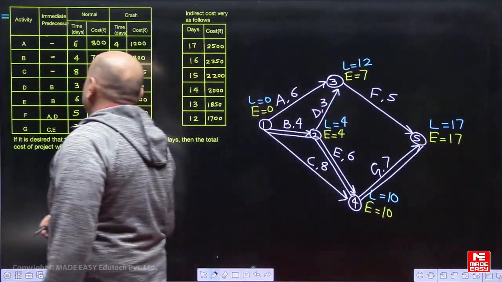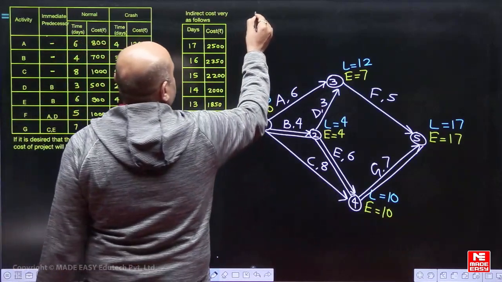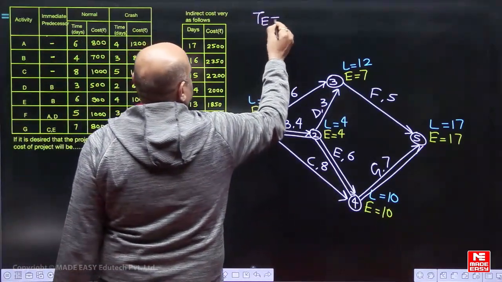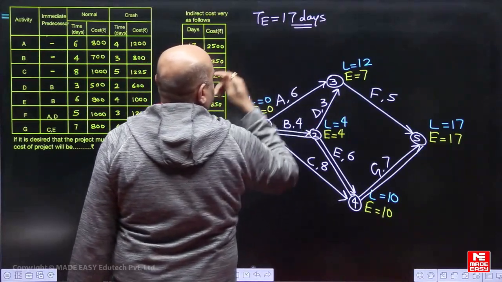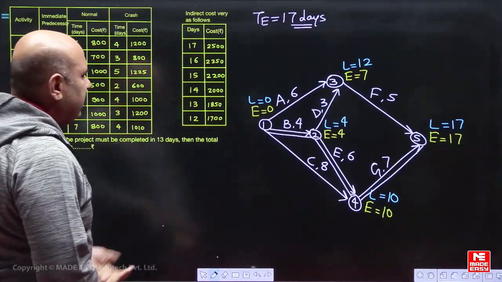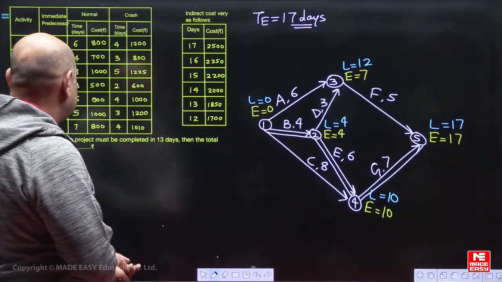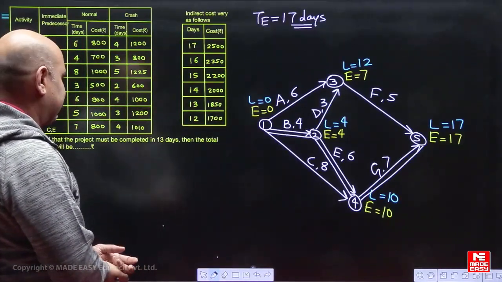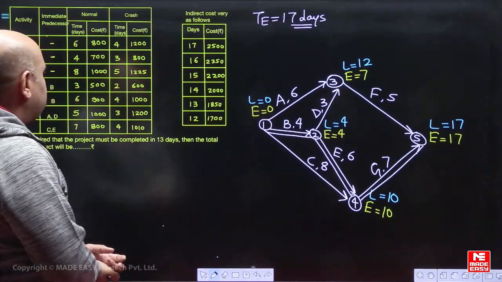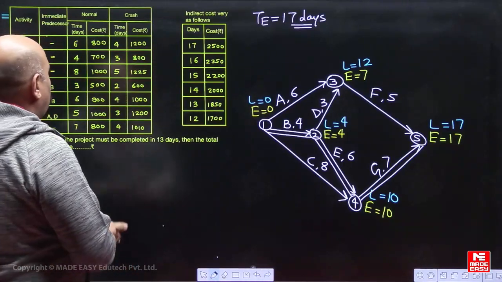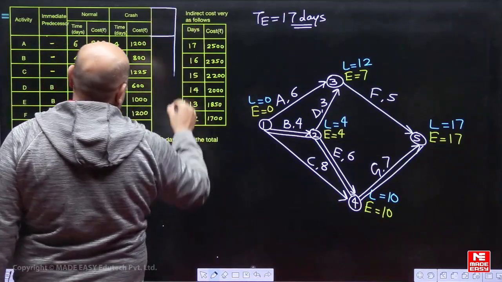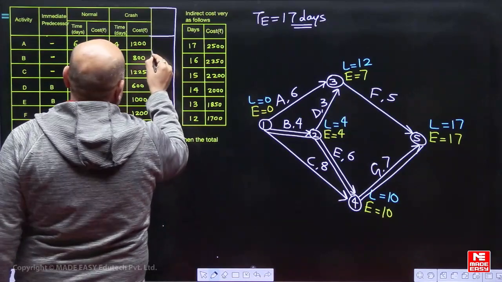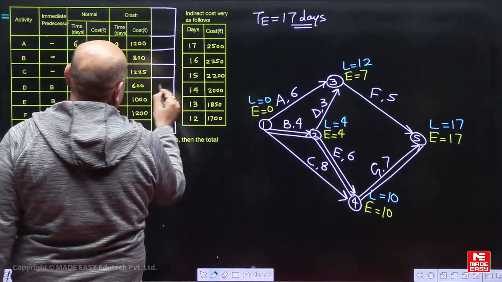So see, based upon normal working condition, the project duration is 17 days. Now, no need to find out the cost at 17 days because they are only asking for the total cost of project at 13 days. So directly, first of all, we'll find out the cost slope without wasting time. We'll make one column for delta C upon delta T, cost slope for each activity.